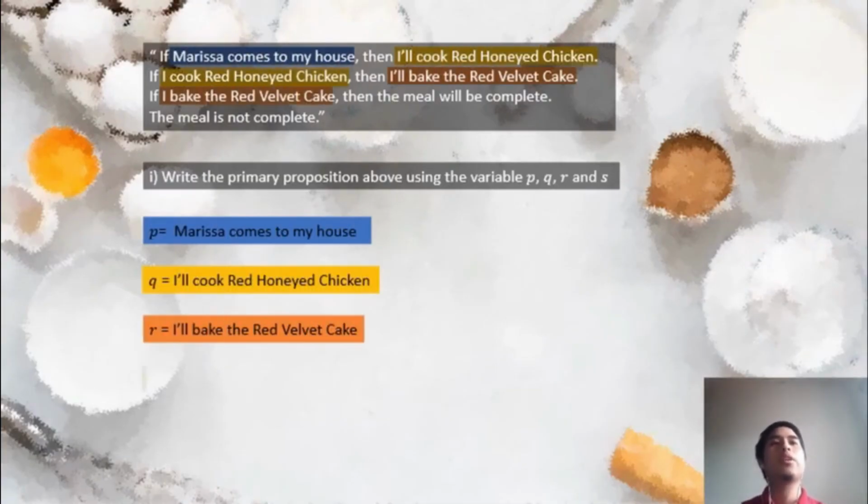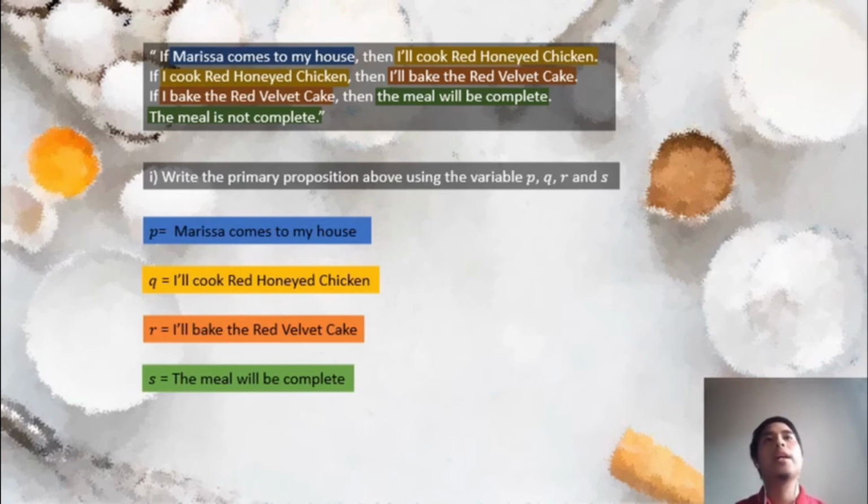So now let's try some questions. If Marisa comes to my house, then I will cook a red honey chicken. If I cook a red honey chicken, then I will bake the red velvet cake. If I bake the red velvet cake, then the meal will be complete. The meal is not complete. Write the primary propositions above using the variables P, Q, R, and S.